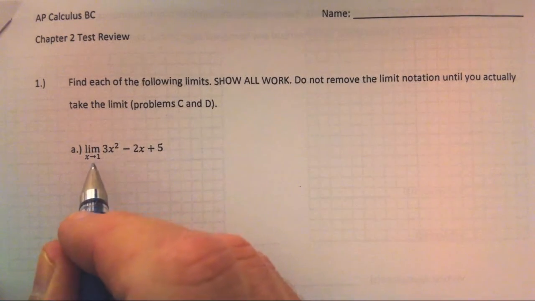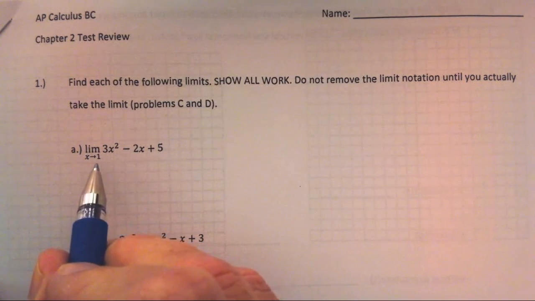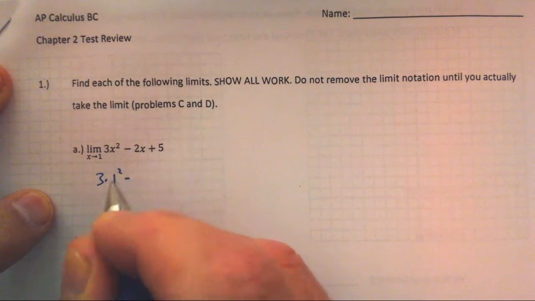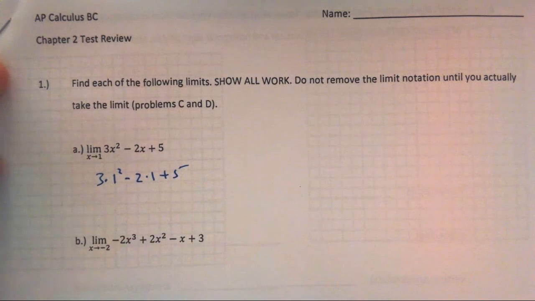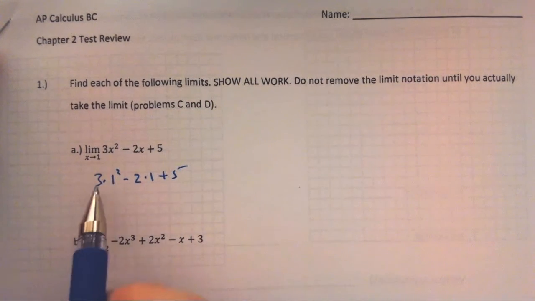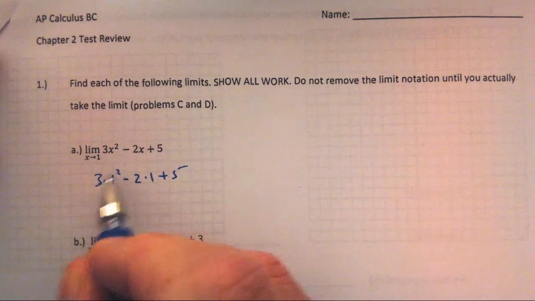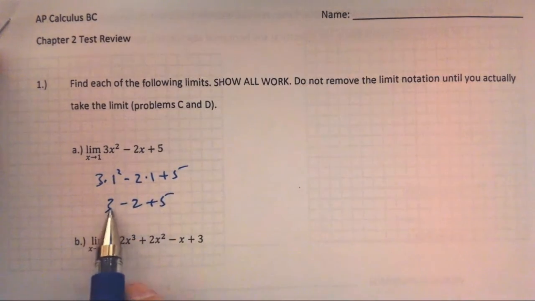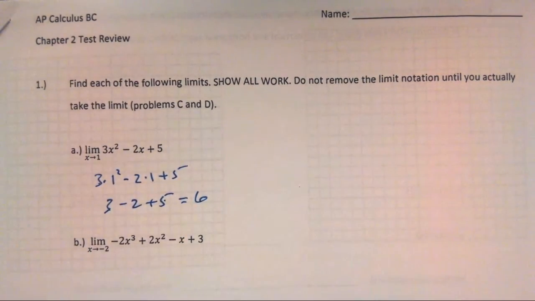Number one, the first thing we're going to try to do is direct substitution on any limit problem. So I'm going to get 3 times 1 squared minus 2 times 1 plus 5. I suspect the only way we could miss this is if we multiply 3 times 1 before we square. But 1 squared is 1, times 3 is 3, minus 2 plus 5, that's 3 plus 5, 8, minus 2, just plain old 6. Shouldn't be any problem on the first problem on the test.